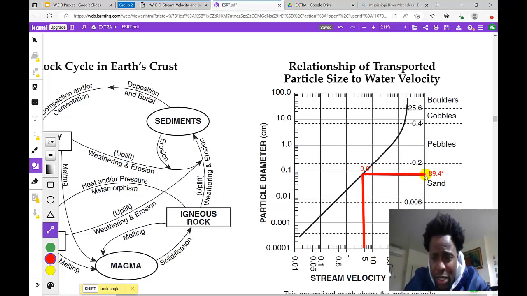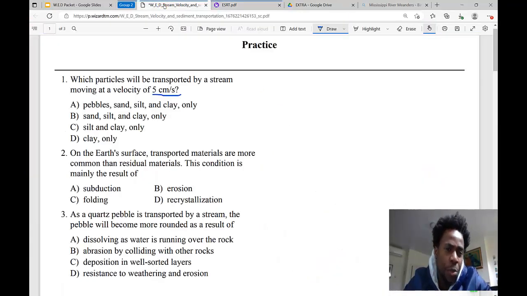All right, and then we can see that at that 5 cm per second, that stream can carry some sand, and if it can carry sand, it can carry silt, it can carry clay as well, because clay and silt are smaller than sand. So any stream that can carry sand can equally carry silt and clay. So we are looking for sand and everything below sand. That would be our correct option.